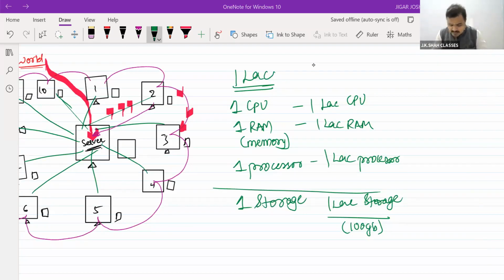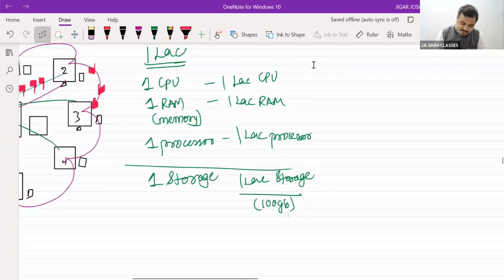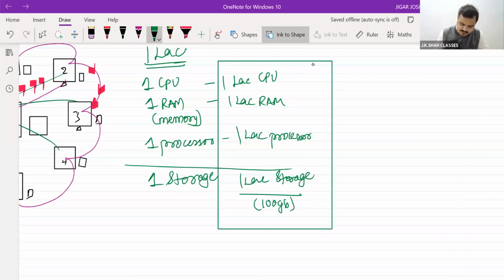Understood? Yes, sir. Now, suppose, people, I have these configurations with me. Okay, sir, what configuration? 1 lakh CPU, 1 lakh RAM, 1 lakh processors, and 1 lakh storage. My question to my chartered accountant is very simple. Do I require to buy a supercomputer? No, sir. It is more super than a supercomputer. Yes, my dear student, it's more super than a supercomputer.